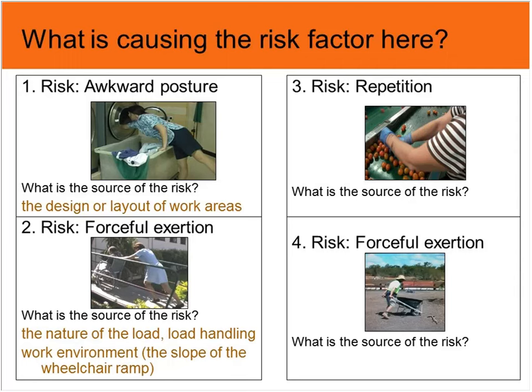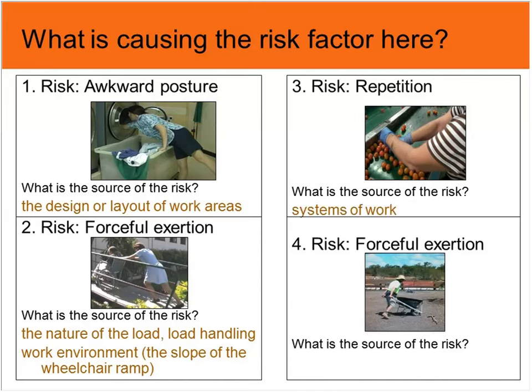The next one, we have a worker who is sorting tomatoes on a conveyor belt. So the big risk factor there is repetition. So what's the source of risk for that? So we would say it's a system of work. Okay, you've got the speed of the conveyor belt. The worker doesn't have a lot of control of that, but the size and the speed of it is bringing through so many tomatoes so quickly, that's causing the worker to have to move very quickly.